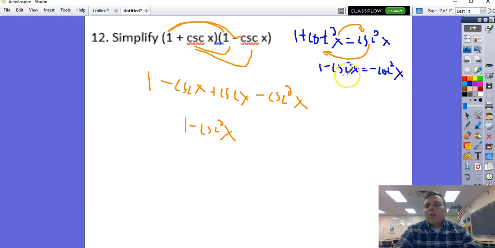Alright, so then this side looks like this, so that means I can replace this side with the negative cotangent squared x. So negative cotangent squared x, and there we go. That's cotangent, not lot. That's a c. Alright, and that's a square, not a 3. So negative cotangent squared x. Okay?